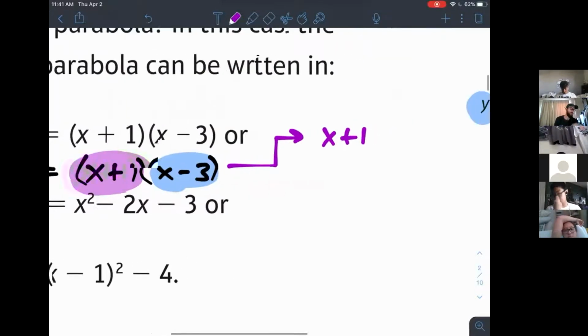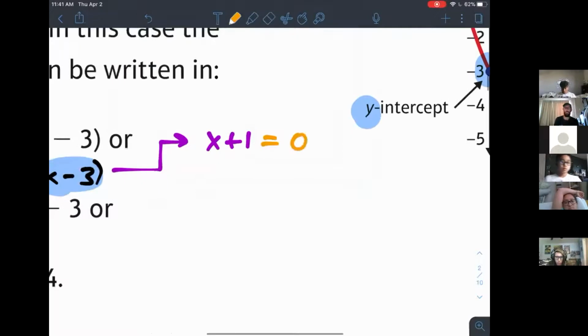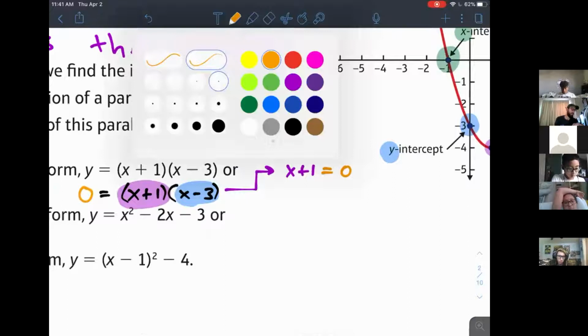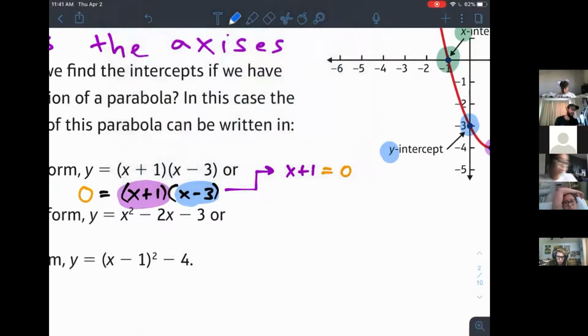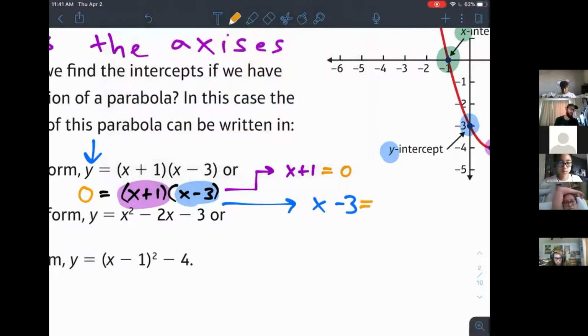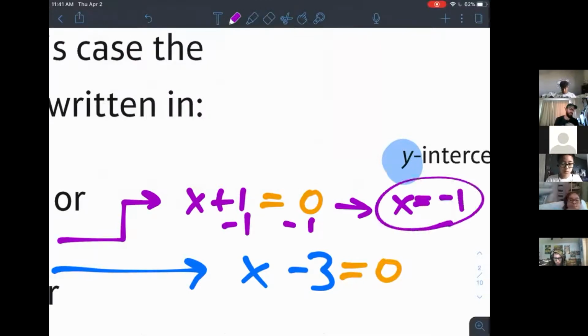Let's take x plus 1 and set it equal to 0, where y is equal to 0, because Francis told us that every x-intercept has a height of 0. So I'm literally just making y equal to 0, and then setting my factors equal to 0. Let's set both my factors, x minus 3 and x plus 1, equal to 0, and solve these two equations real quick. To solve the top one, I subtract 1 from both sides. What's 0 minus 1? -1.